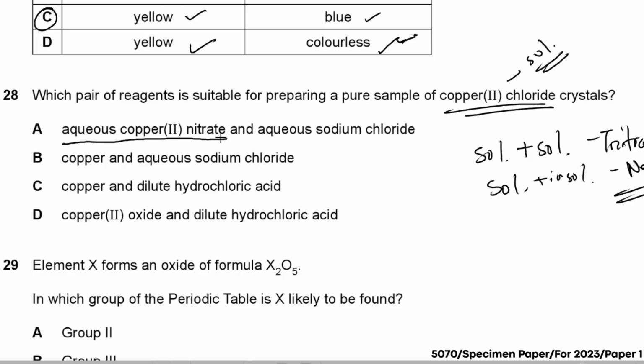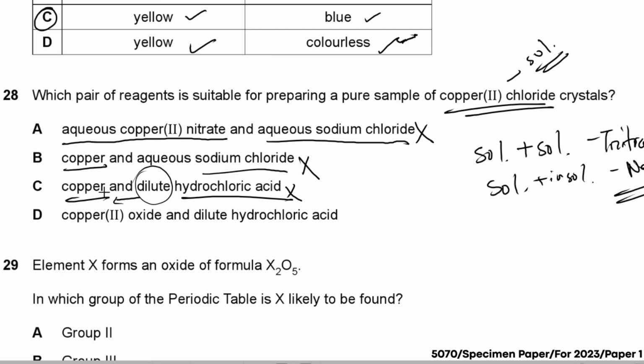So aqueous copper 2 nitrate and aqueous sodium chloride. Sodium chloride is a salt, so it's definitely not going to react with nitric acid. So this is gone. Next we have copper and sodium chloride. Again, sodium chloride is a salt and it's never going to react with copper. Next we have copper and dilute hydrochloric acid. Copper is a very low reactive metal, and just normal copper doesn't react. Only copper compounds readily react with dilute acids. Finally, we've got copper 2 oxide, which is insoluble, and a dilute acid. So the answer is going to be D.